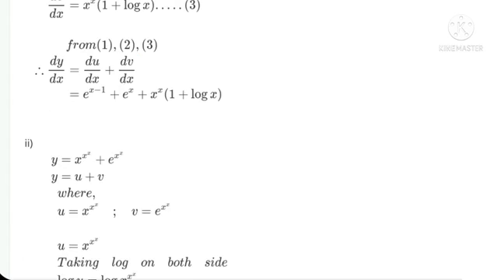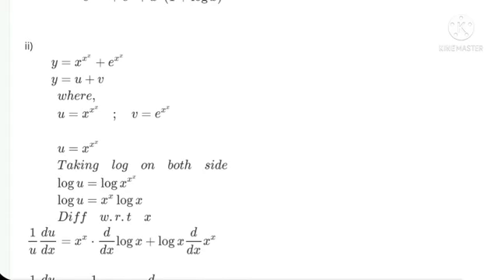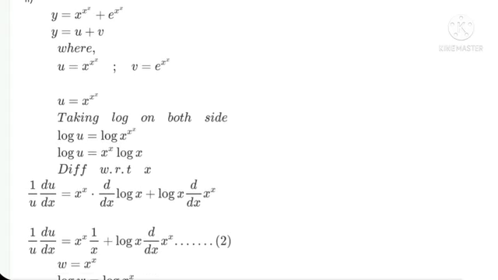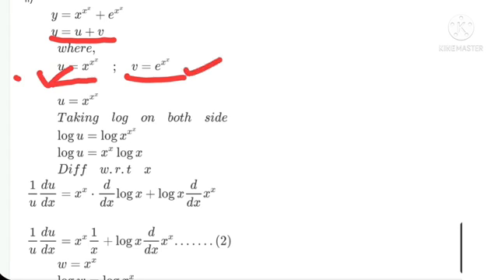Now see the second example. y is equal to x raised to x plus e raised to x raised to x. You write this in the form y is equal to u plus v, where u is x raised to x and v is e raised to x. Now you find first du by dx, and from v you find dv by dx. First you find du by dx.